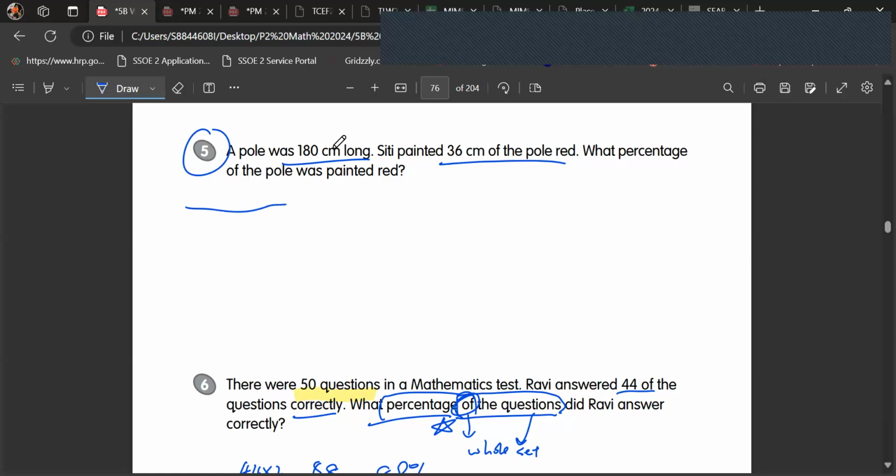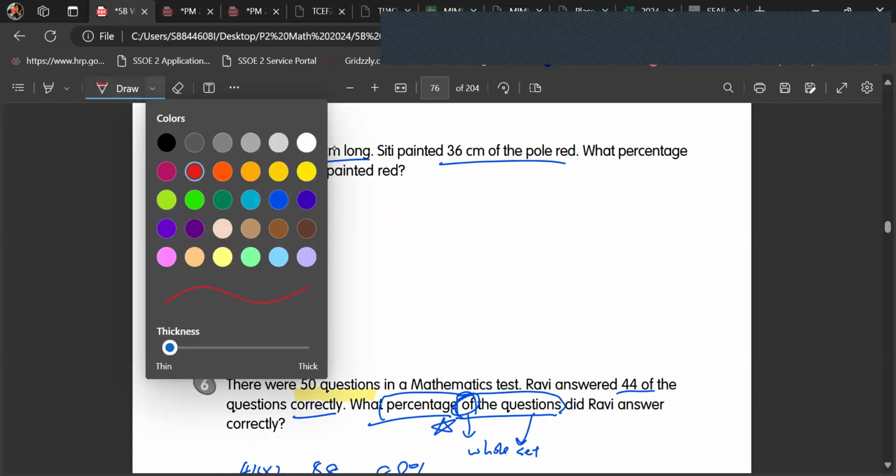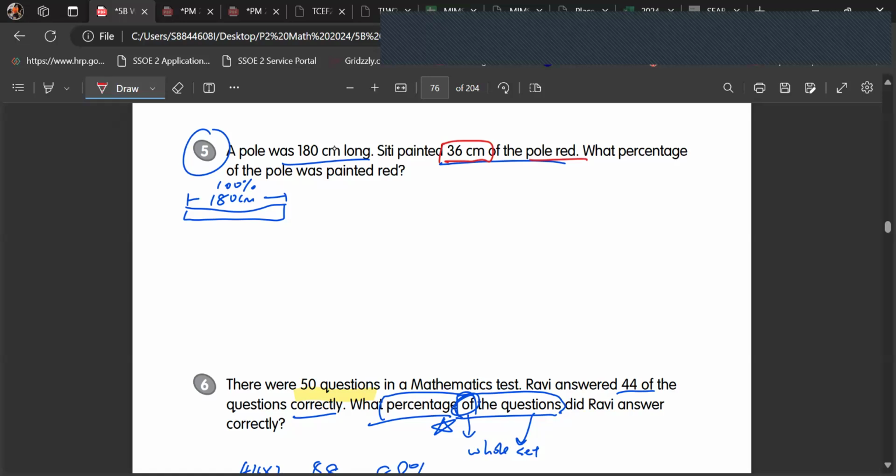Okay, so imagine I have a pole and the pole is 180 centimeters long. So the whole thing is 100%. She painted part of it red, 36 centimeters of it red. So it's like one tiny part here, red. This is 36 centimeters. I want to know what percentage is red. So I will write, the whole thing is 180, right? And you have 36. So this is the fraction.